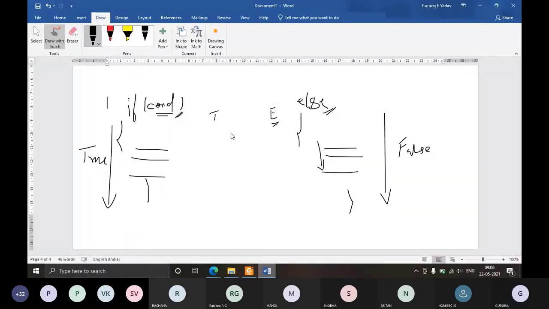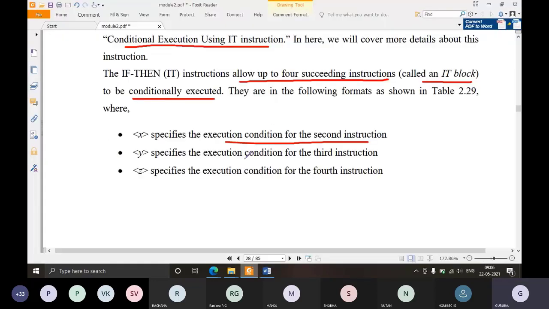But here there is a limitation: the maximum number of statements that IT supports is 4. Right? Here the true condition is indicated as T. T means then in the IT instruction, and the false condition is indicated using E, which is else. So T and E is what is given in the IT instruction.